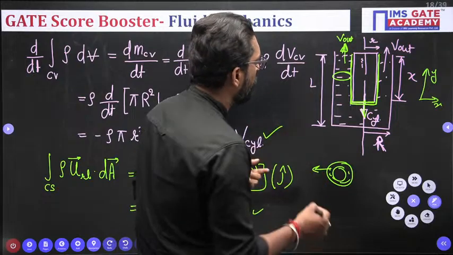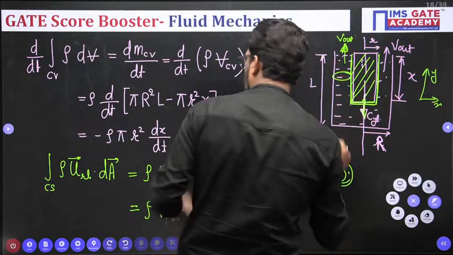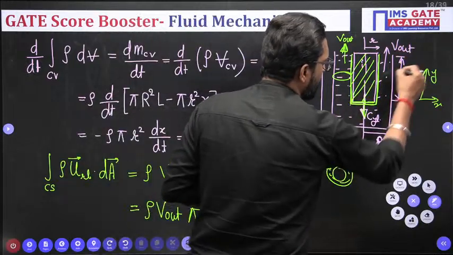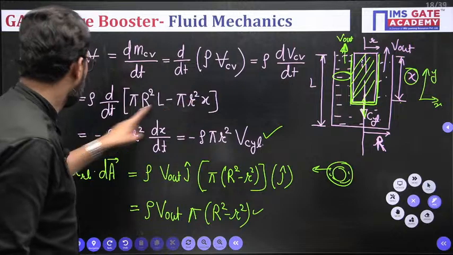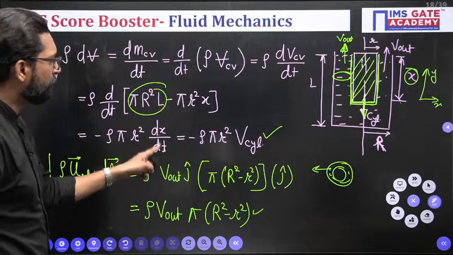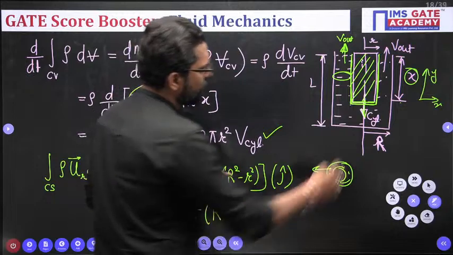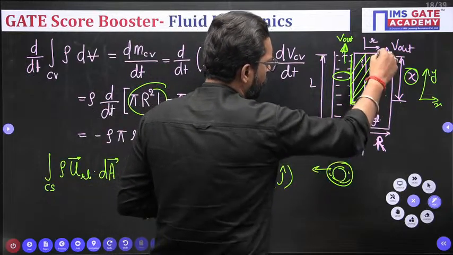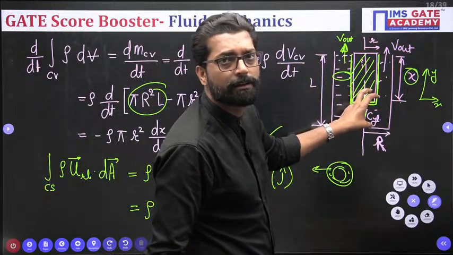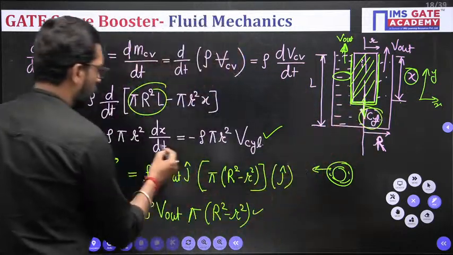How to find this control volume? This is always fixed. The total control volume is pi r square L minus pi r square x, where x is changing. Pi r square is constant, so its differentiation is 0. So what is dx by dt? x is the length of the cylinder, that means x is the distance at any instant of time. So dx by dt is the velocity of the cylinder.